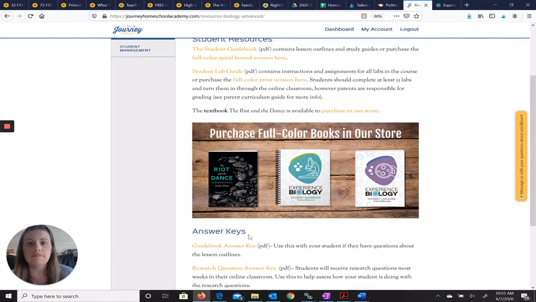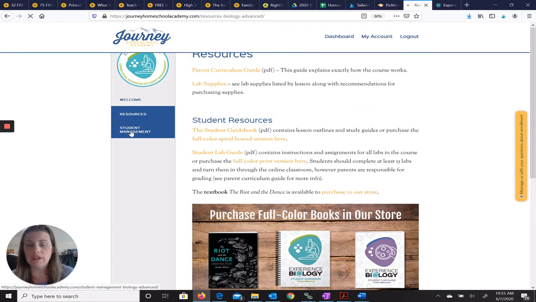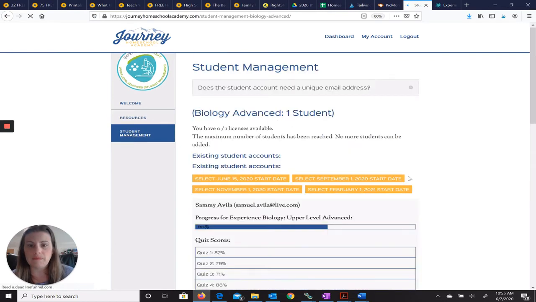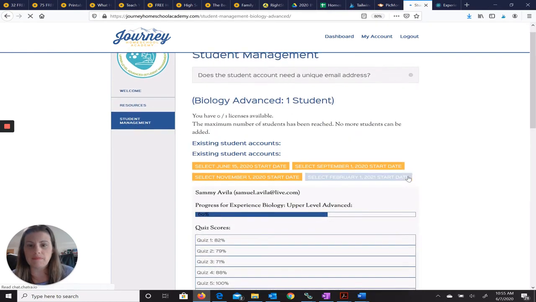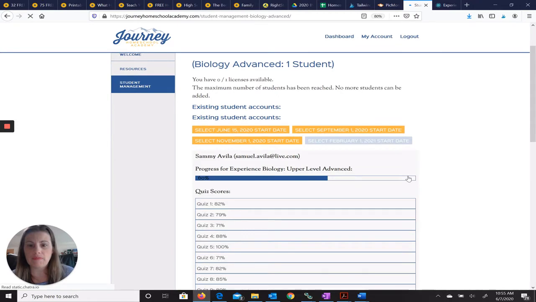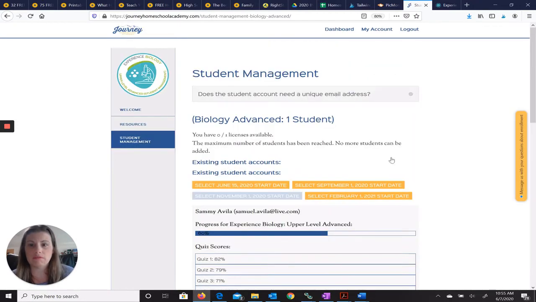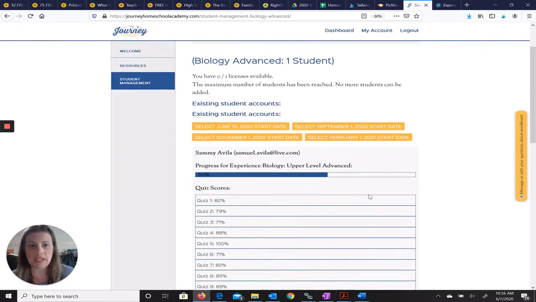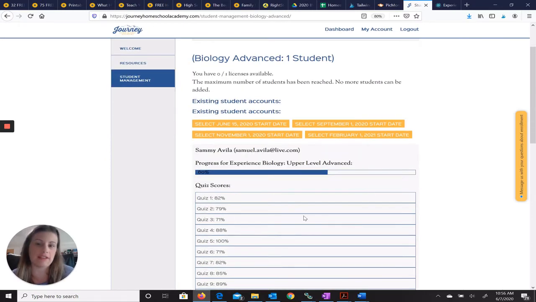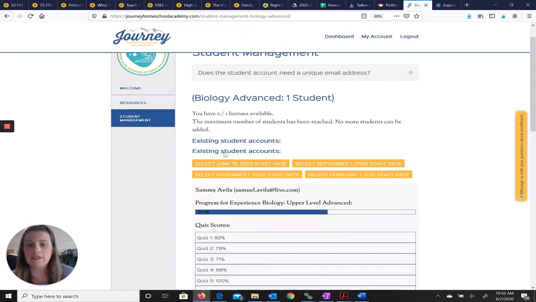And then you have a student management tab here, which shows you the progress and the quiz scores, which I never use because I just log in under his account and look at his tests and where he's at.